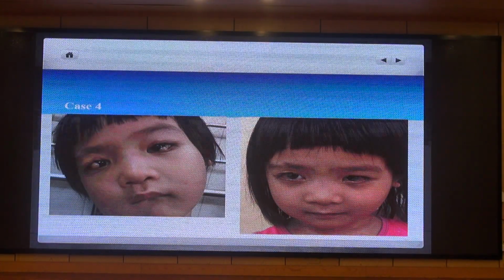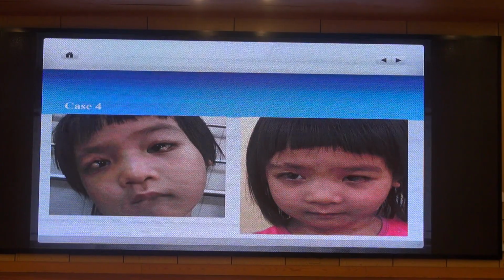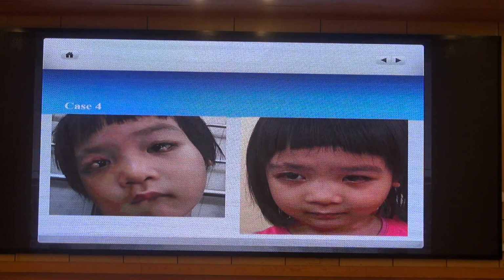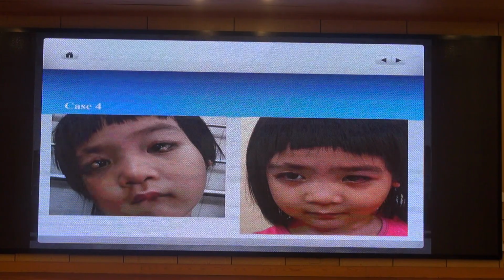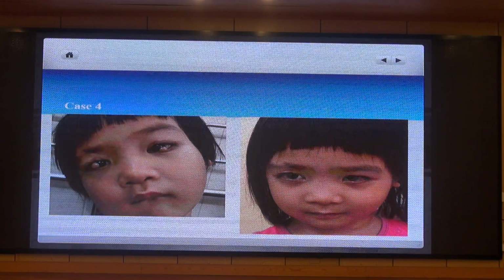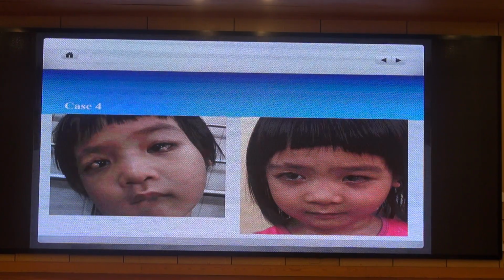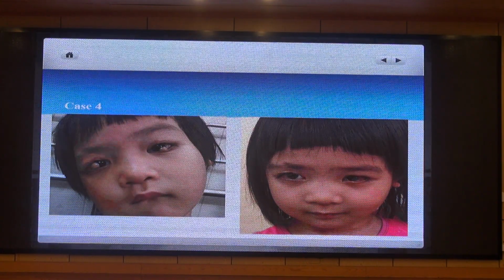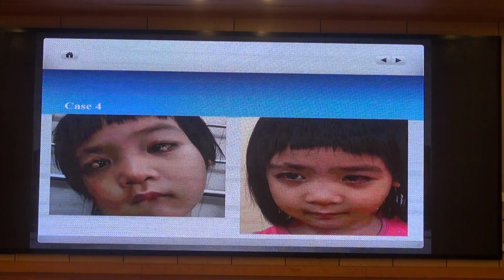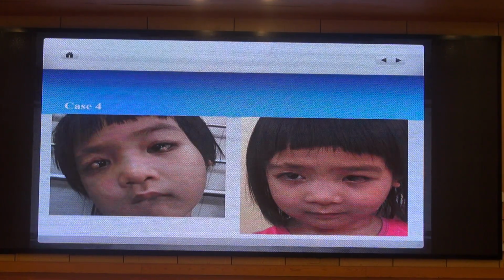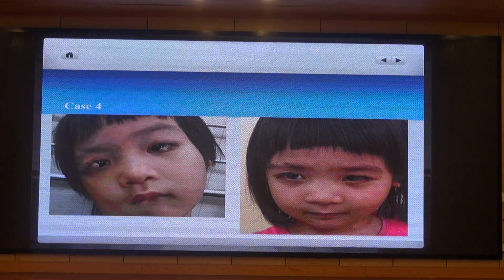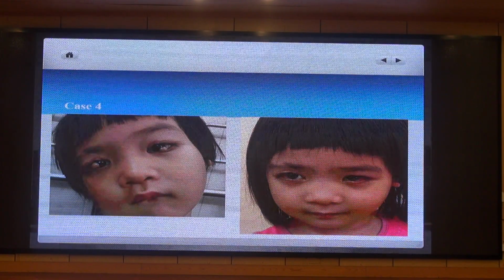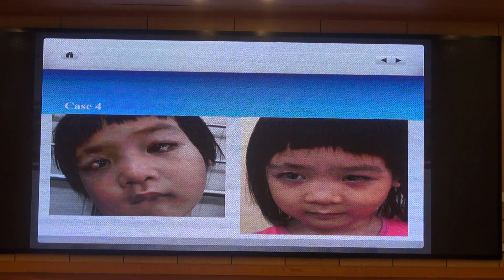Case 4 is quite special, with the tumor in both eyes. She had the problem with the tumor in both eyes, and 2 years after we did keratoplasty for her, the graft is quite clear. The vision is not as good as the boys before, but it's okay.